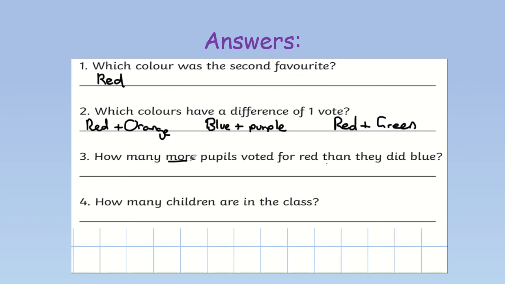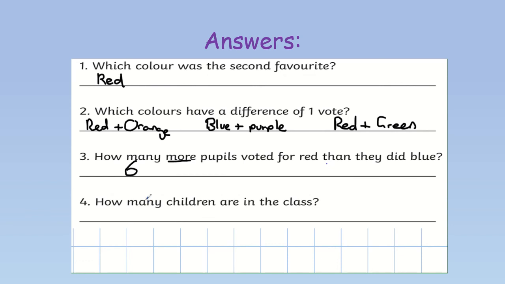How many more pupils voted for red than they did for blue? Well, red had 8 pupils and blue had 2. So what's the difference? How many more? Well done. 6 more pupils liked red than blue.